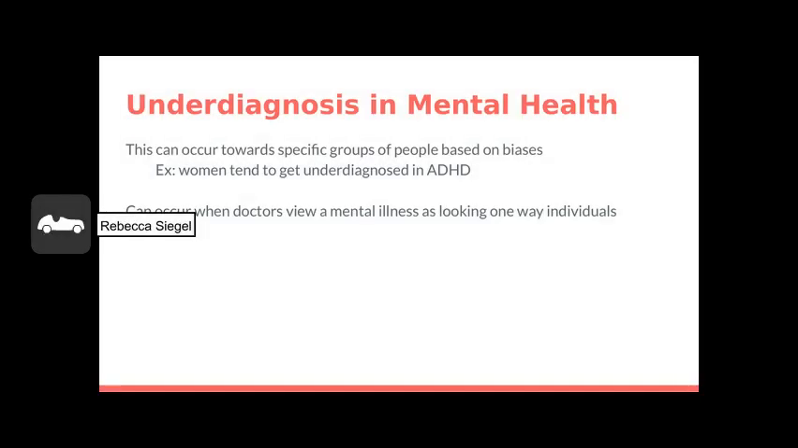And then on the other hand, with underdiagnosis, this tends to occur towards specific groups of people based on those cognitive biases. An example of this is women tend to get underdiagnosed in ADHD. This also occurs when a doctor views a mental illness as looking one way in individuals and not really using that biopsychosocial model to actually get the full picture of what the mental illness looks like.